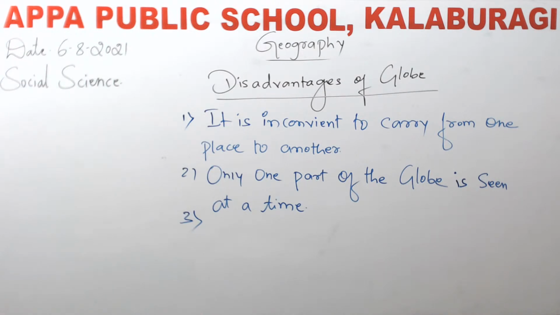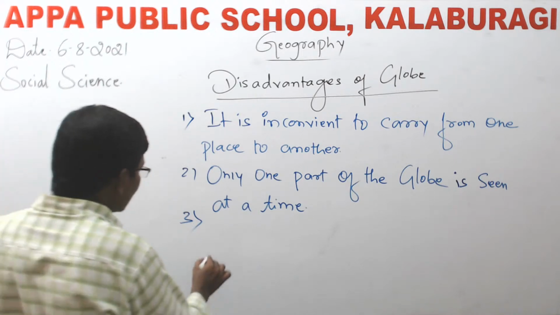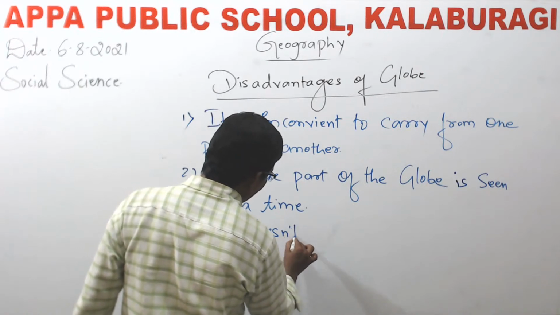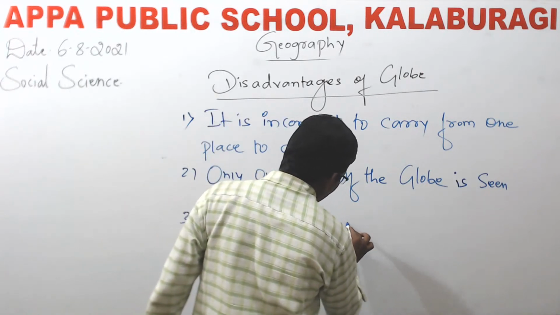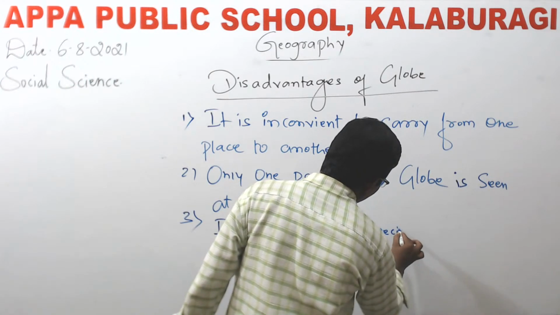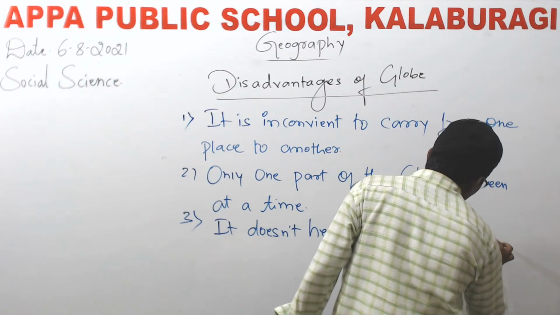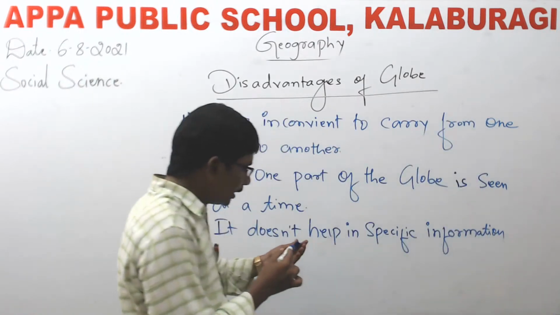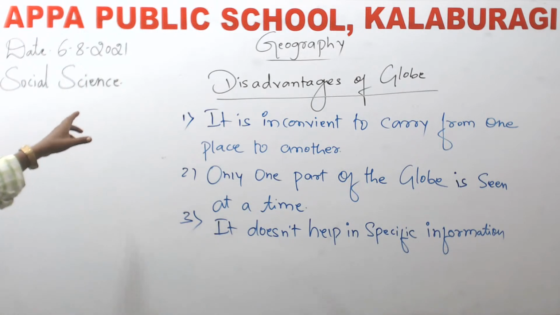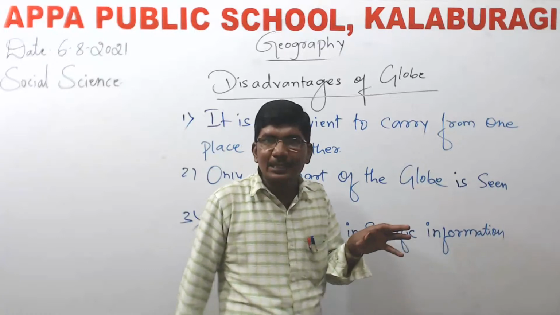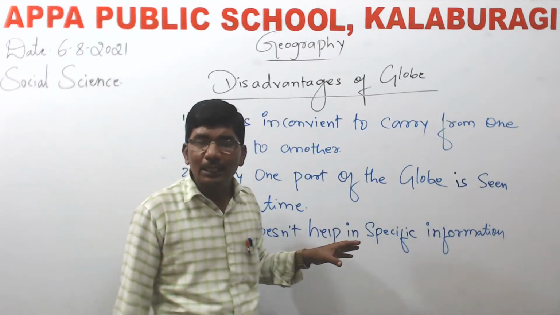It doesn't help in specific information. This is the third disadvantage. What is that? It does not help in specific information. For example, the direction of a place cannot be given through the globe. So we are not getting specific information through the globe.